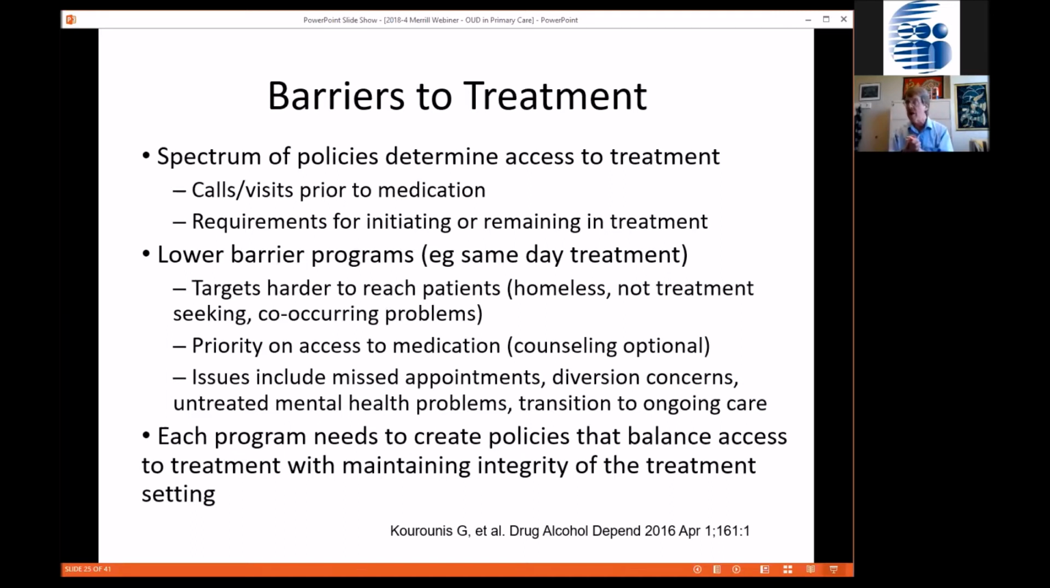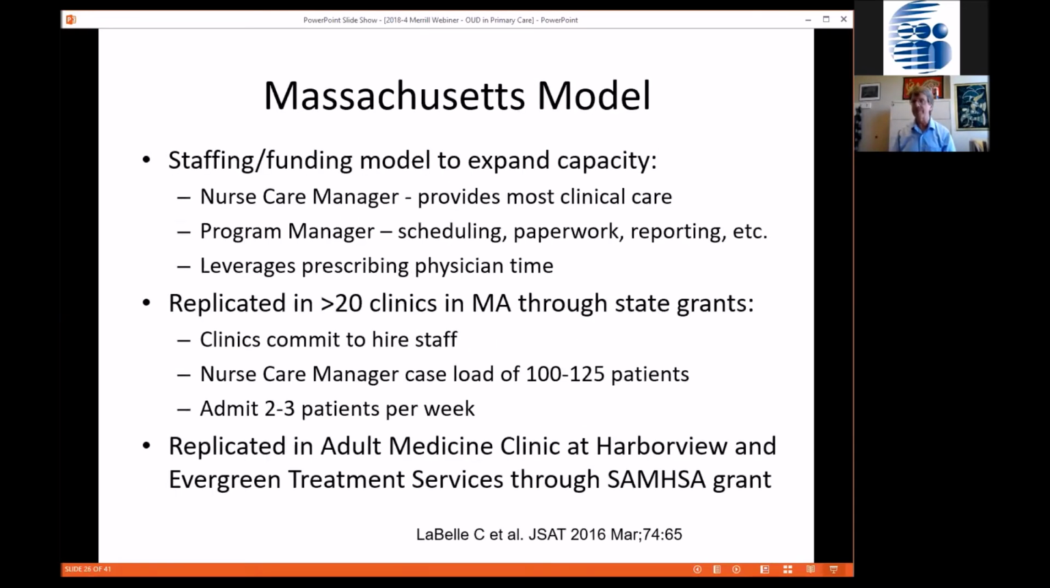Everybody's talking about what kind of program. Do you have a high barrier program, low barrier program? Every program has to create policies that really balance access, lower barrier, with maintaining the integrity of the treatment setting. Like just giving the medicine, and nobody's showing up at the right time. It gets really tough in a primary care setting. There are a lot of missed appointments, but every program has to figure this out.